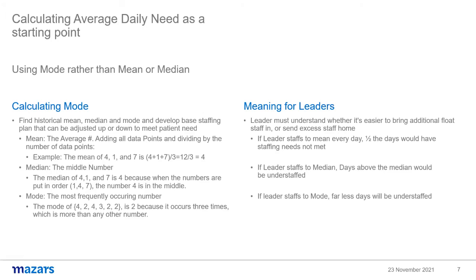Similarly, the median is the middle number. So 4, 1, and 7 again. If you put them in order, 4 is going to be the number in the middle. And then if the leader staffs at the median, days above the median are going to be understaffed.